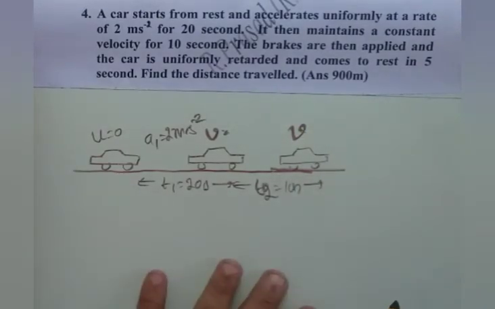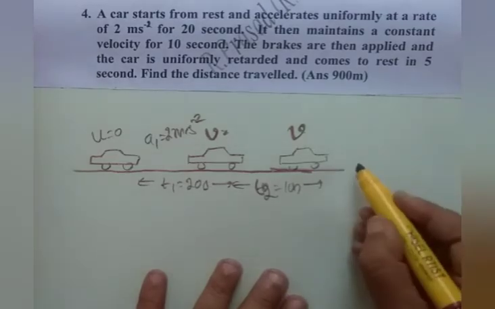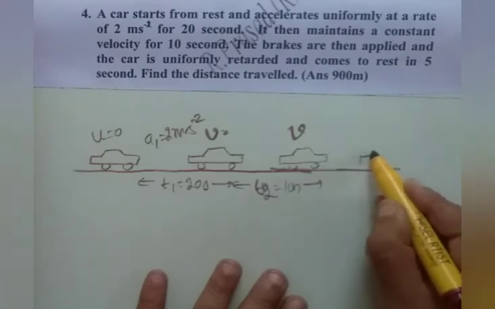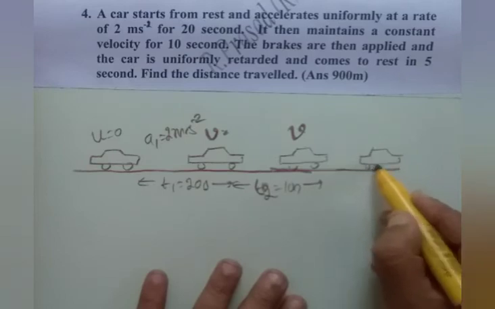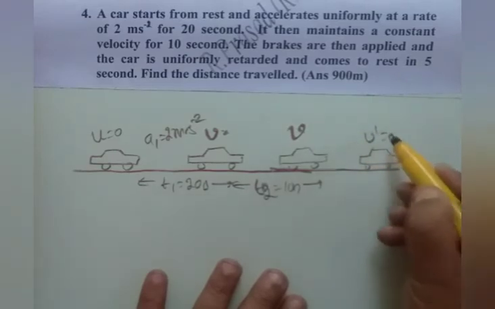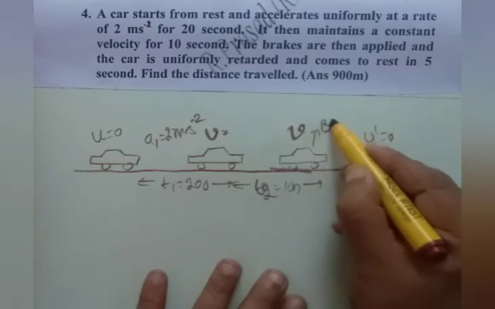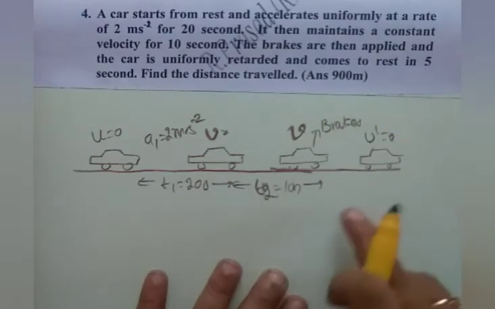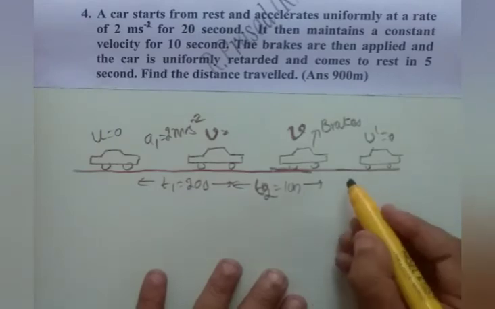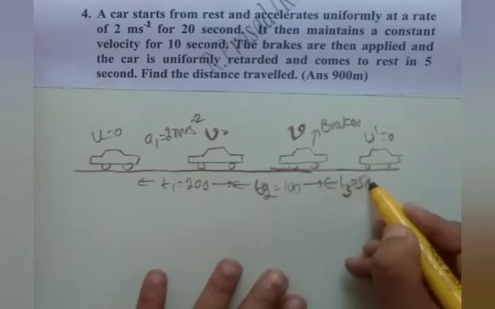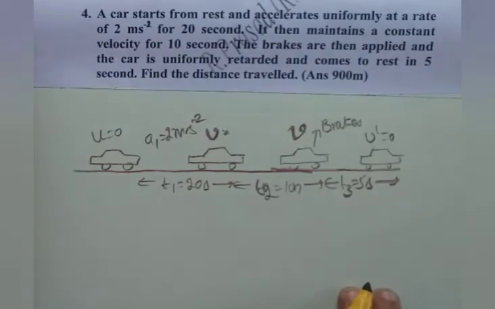Next, the brakes are applied and the car is uniformly retarded and comes to rest in 5 seconds. Next, brake applied. Here v dash is 0. At this point, brakes are applied, so it comes to rest. In 5 seconds, time is given, t3 equals 5 seconds. Observe this sort of picture to be created by reading the problem. It is always essential. If you want to learn good problem solving technique, you just practice this. You must do this.